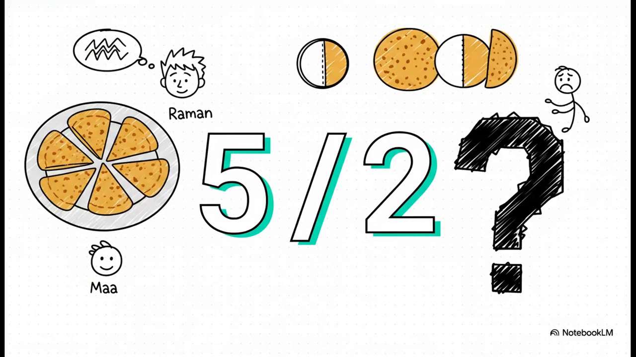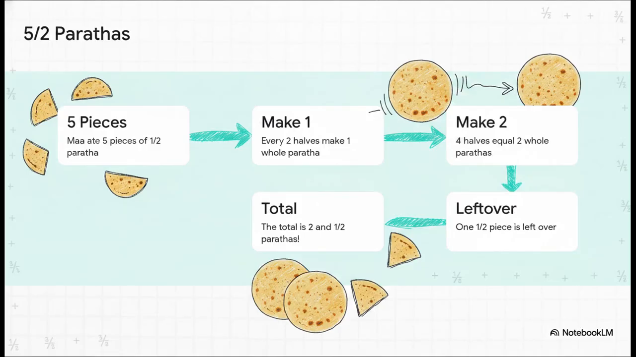Now, at the dinner table, Raman realizes his ma ate 5 of those half pieces. When you write that down mathematically, you get this weird top-heavy looking number, 5/2, 5 halves. We call this an improper fraction, and frankly, it looks super intimidating. I mean, how can you have 5 parts of something that's only divided into 2? Okay, let's just logically step through this conversion so it doesn't seem so weird.